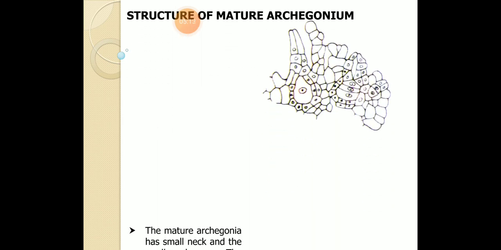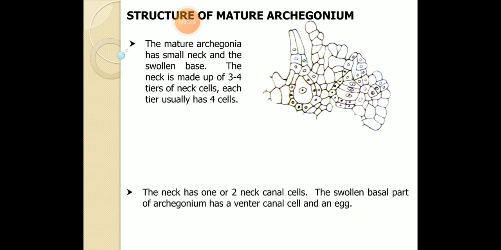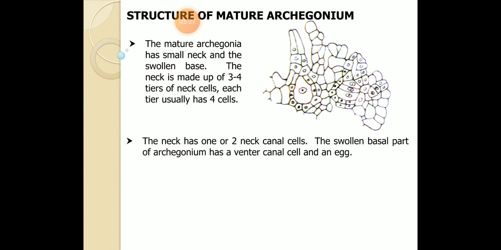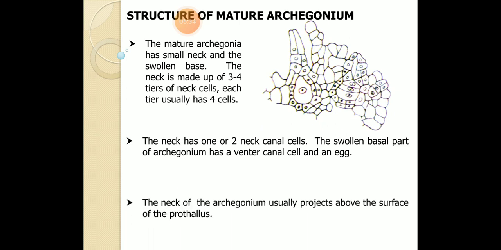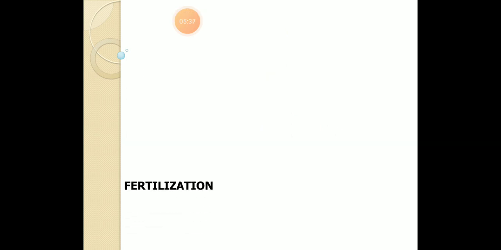And the archegonium, that's the female reproductive structure. Archegonia has a small neck and a swollen base. Usually the neck is made up of 3 to 4 tiers of neck cells, and each tier usually has 4 cells. The neck has 1 to 2 neck canal cells. The swollen basal part of the archegonia has the ventral canal cells and the egg cells. And usually the neck of the archegonia is projected above the surface.